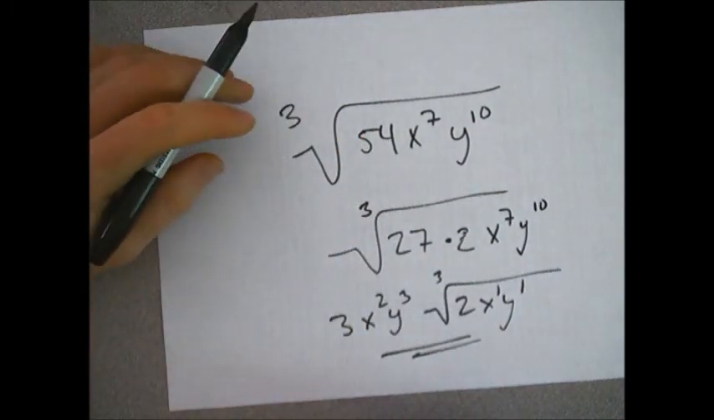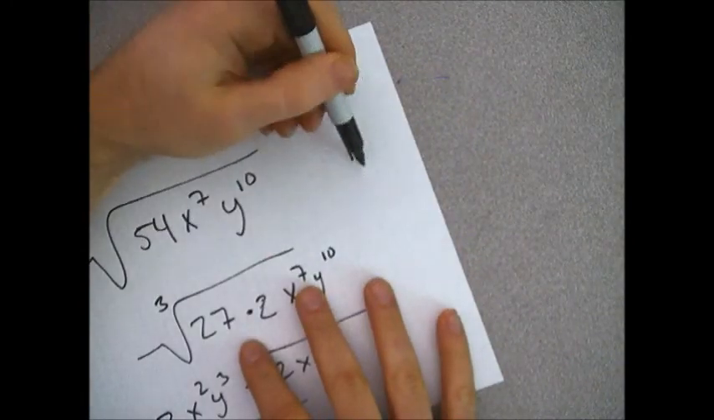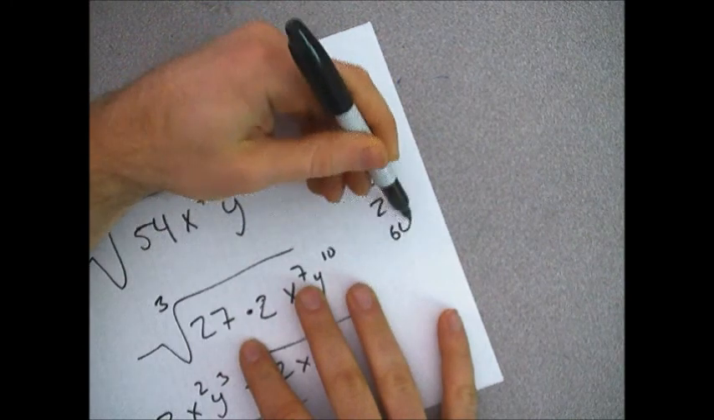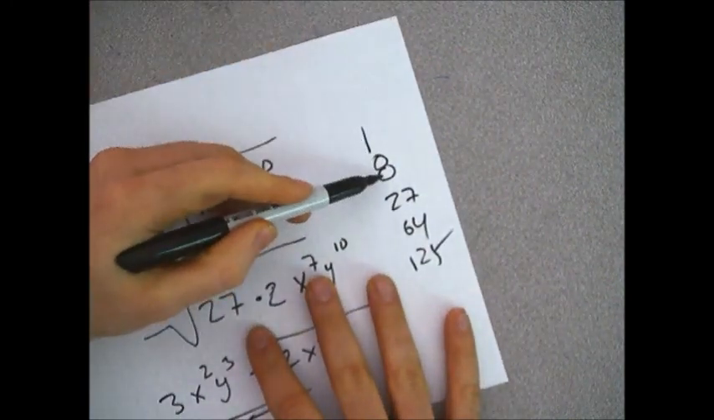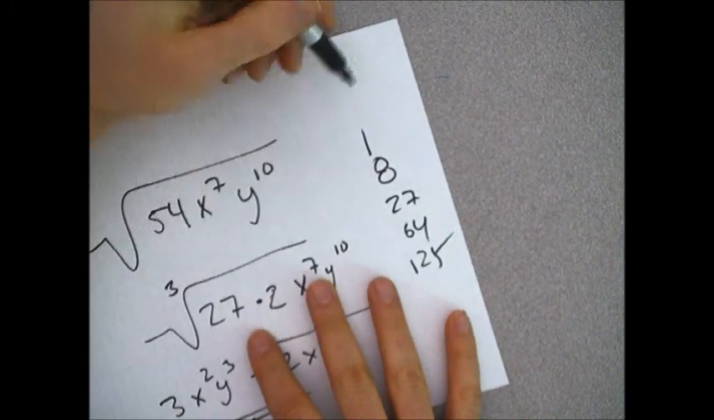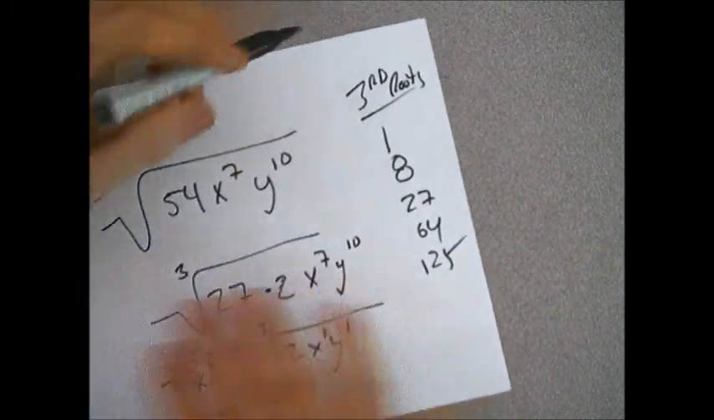And you'll know that just by memorizing your cube roots. So if I say, what are my cube roots? They are 1, 8, 27, 64, 125. That's really 1 times 1 times 1, 2 times 2 times 2, 3 times 3 times 3. These are the third. You good? All right. I'll put it on the video.